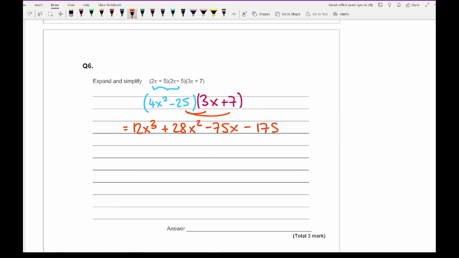And then all I've got to do is just quickly check, can I simplify any of those? So again, collecting the x cubes, x squared, x and all the constants. No, I can't. So that there is my final answer. So it's 12x cubed plus 28x squared minus 75x minus 175.